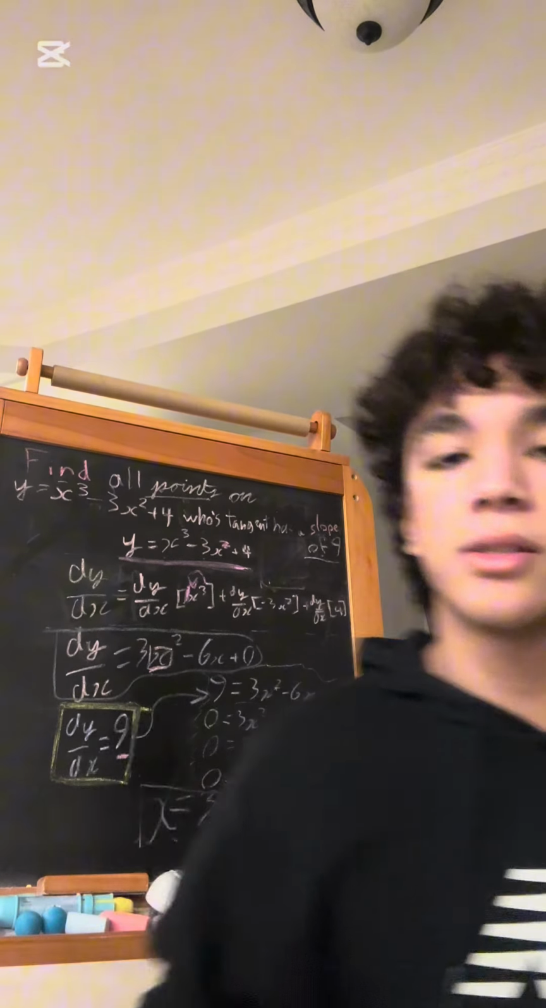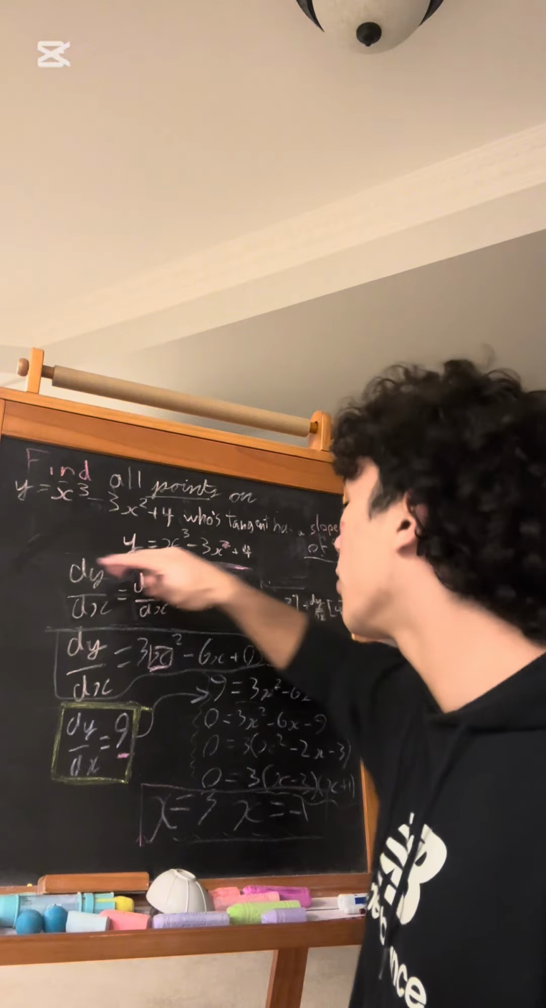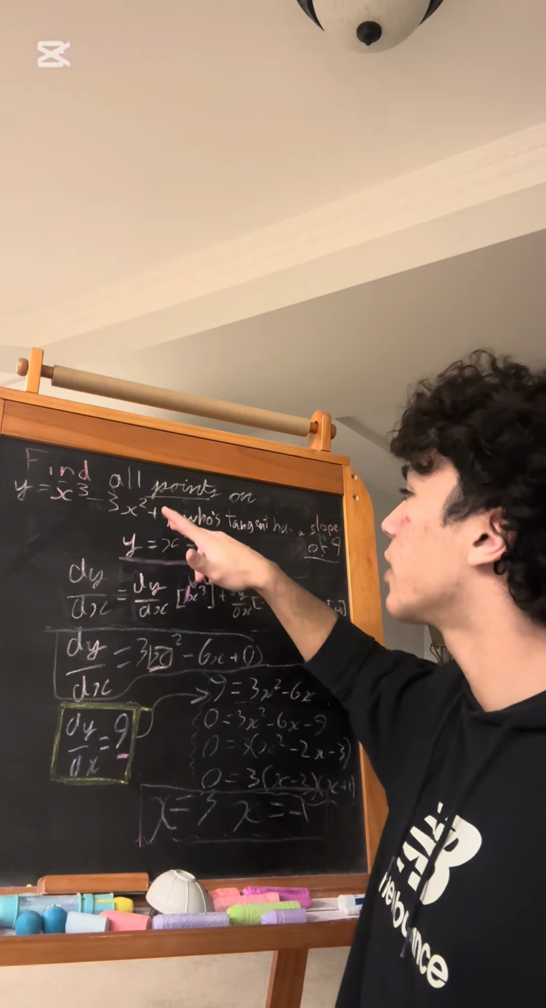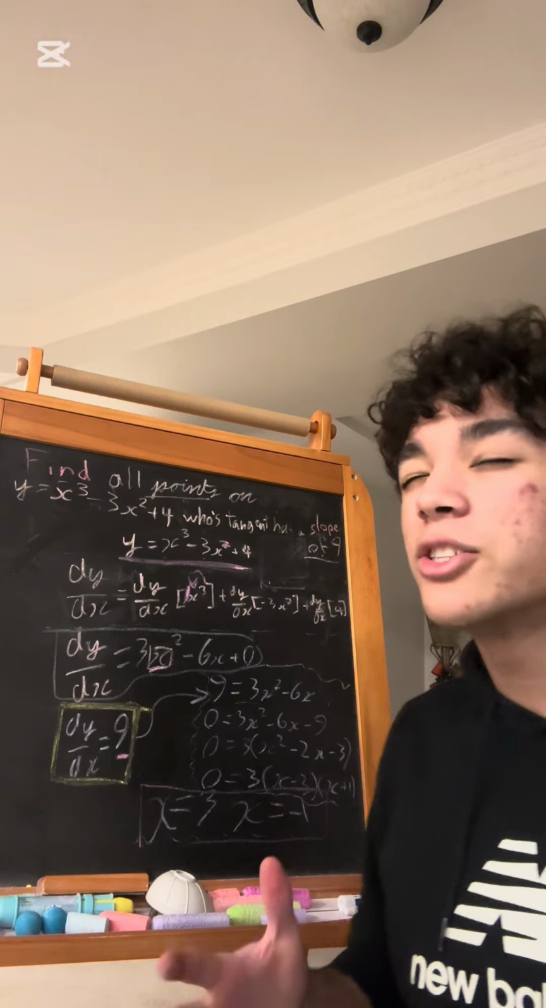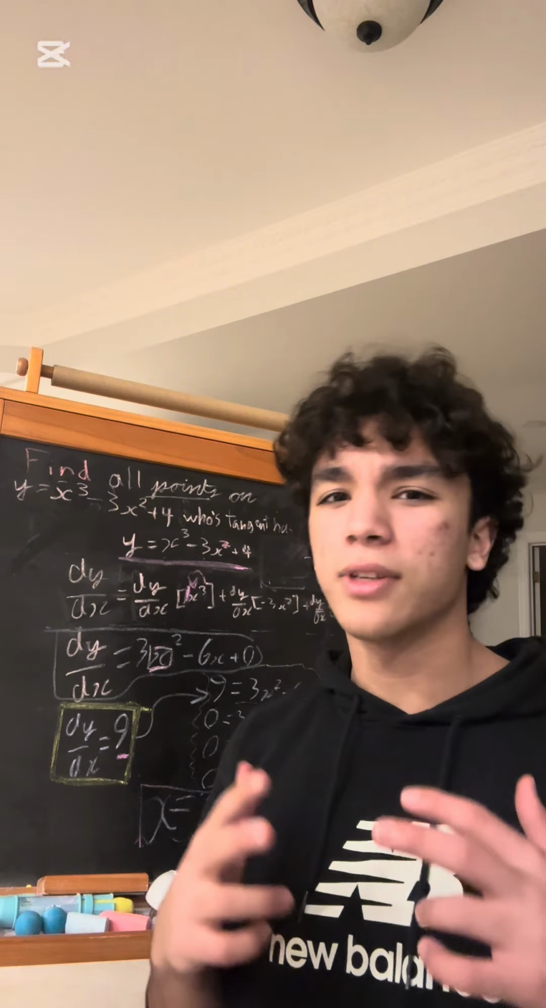Alright, so today we're going to be solving this question, which is asking us to find all points on the graph y equals x cubed minus 3x squared plus 4, whose tangent has a slope of 9. So how do we go about solving this?